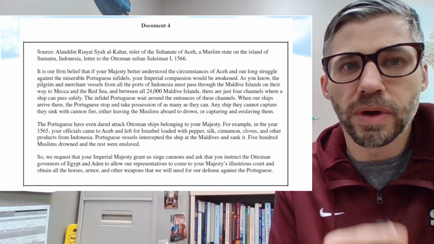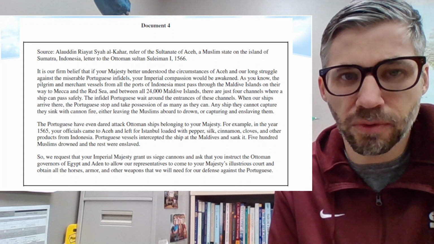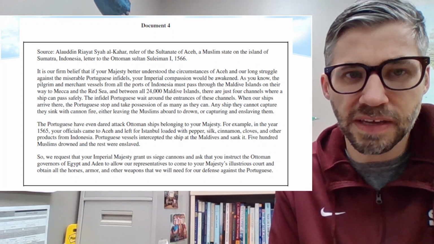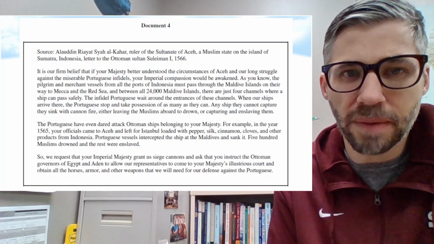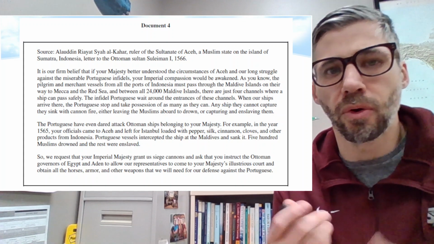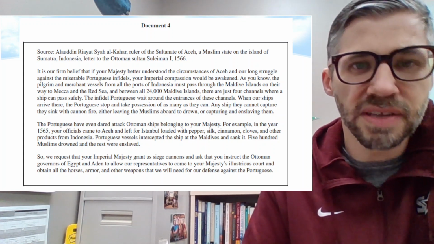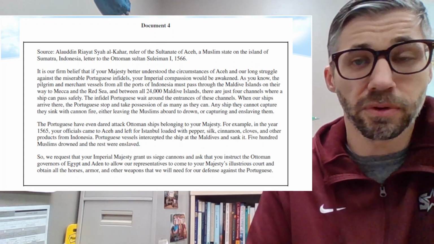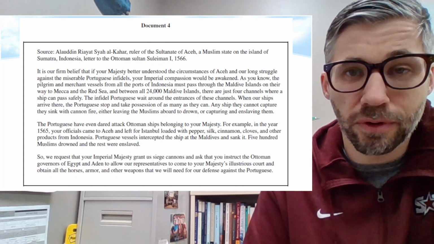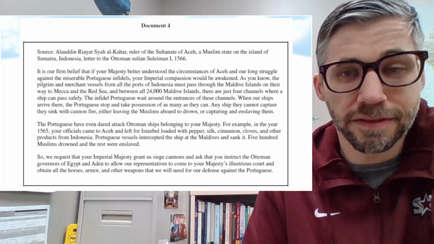So, we request that Your Imperial Majesty grant us siege cannons and ask that you instruct the Ottoman governors of Egypt and Aden to allow our representatives to come to Your Majesty's illustrious court and obtain all the horses, armor, and other weapons that we will need for our defense against the Portuguese. To what extent have the Portuguese transformed trade in the Indian Ocean region in the 16th century, gang?